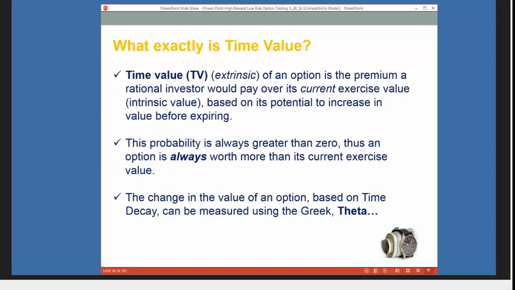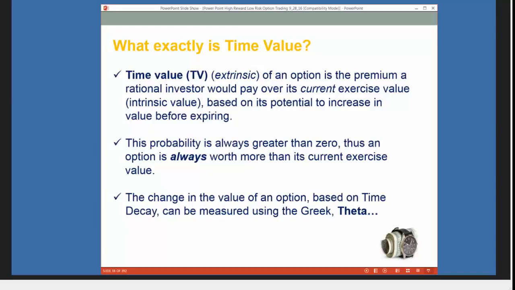So with options, the time value is also referred to as the extrinsic value of the option. It's the premium that a rational investor would pay over its current exercise value, which is the intrinsic value, based on its potential to increase in value before expiring. So this probability is always going to be greater than 0. Thus, an option is always going to be worth more than its current exercise value.